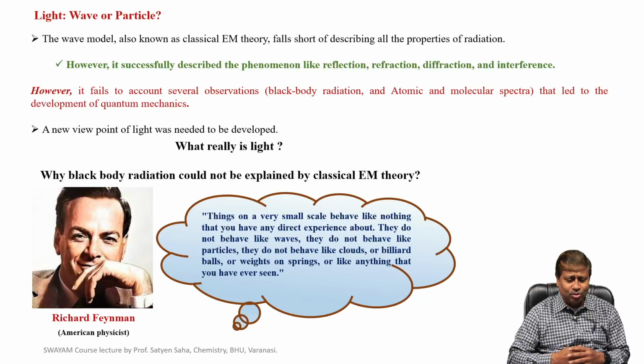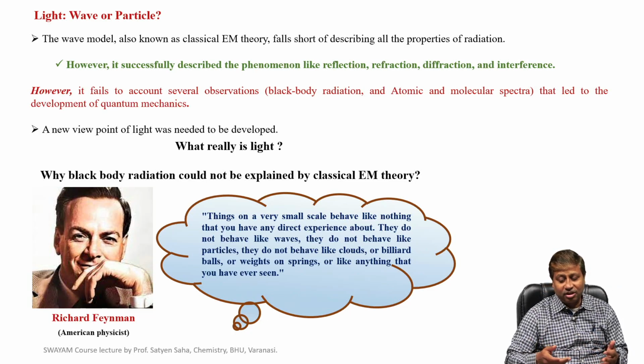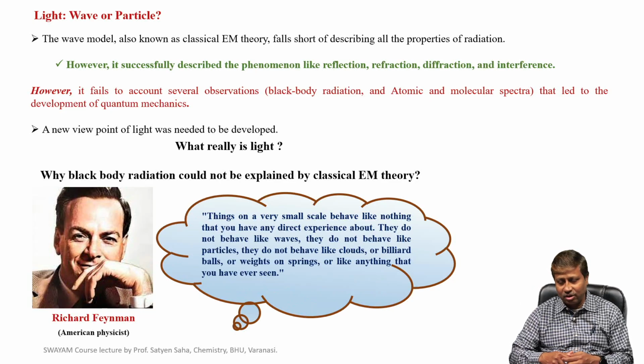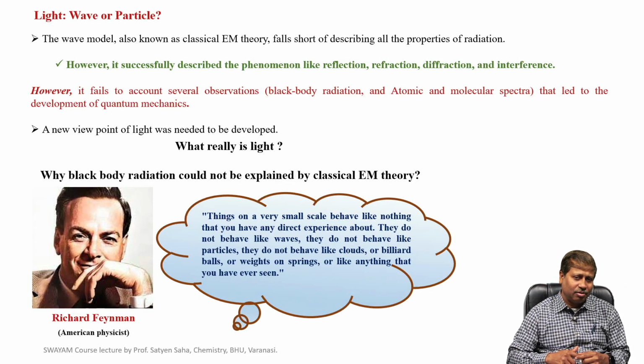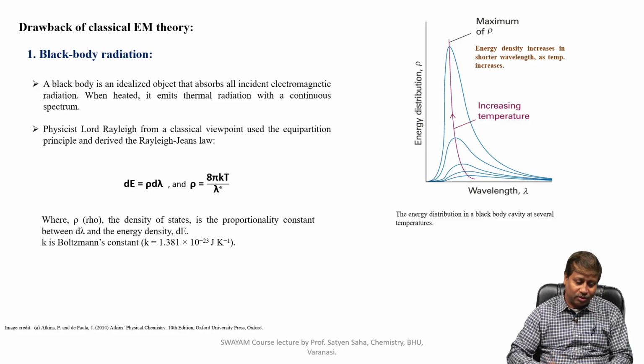Light is usually explained by the classical electromagnetic theory, which is good enough to explain phenomena like reflection, diffraction, interference and so on. But there was an experiment, black body radiation, and people found that that is not explained by the classical electromagnetic theory. What is this experiment? We will discuss.